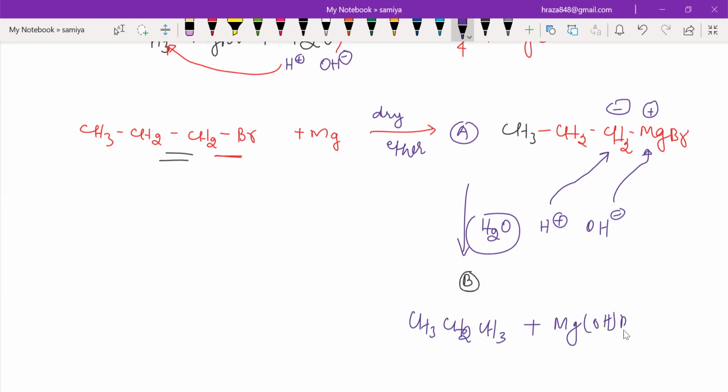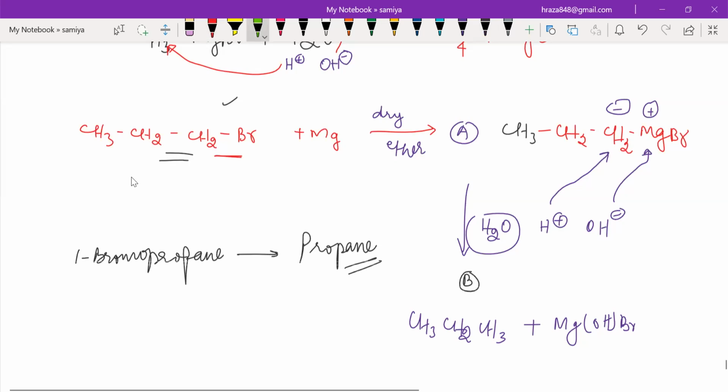So if there will be any question like conversion, like if you need to convert one bromo propane to propane, this is the way you are going to make it. So you can see this is basically one bromo propane, and this is basically our propane. So we can easily convert with this method.